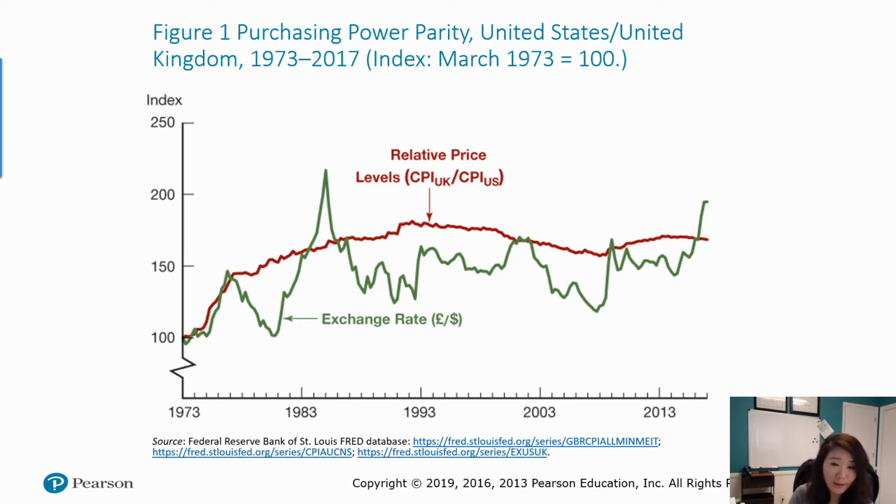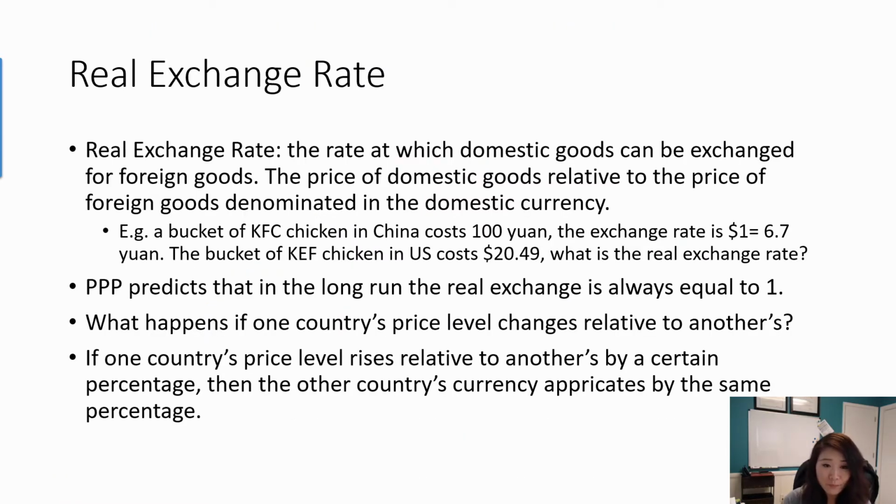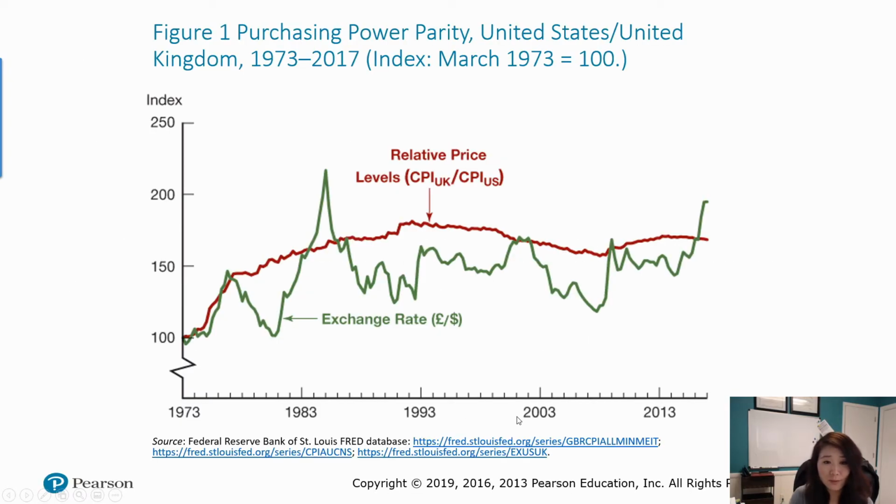So if you go back to the conclusion we got: when one country's price level rises, you can see the UK's price level rose faster than the United States'. So what we see is that the United States currency appreciated. That's why the other country's currency depreciated. But also, students, if you look at this diagram, you notice that these two lines are not perfectly parallel to each other, which means they are not perfectly tracking each other.